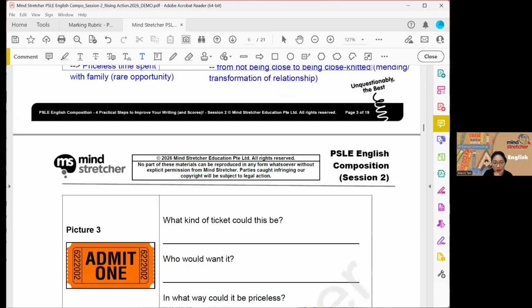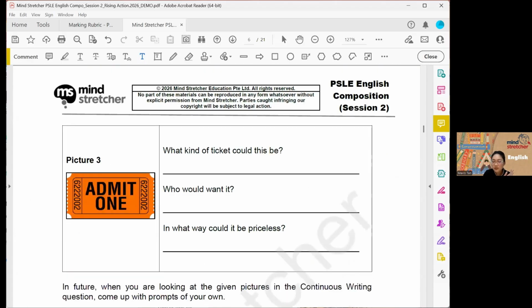Okay? What kind of ticket could this be? So it just says admit one. So we don't want to tell you what kind of ticket it is. We want to give you the freedom of imagining. Okay, so if you can be specific, say Taylor Swift concert. Okay, yeah, Blackpink concert. Yes, possible. Okay, so be specific if you are talking about a particular ticket.